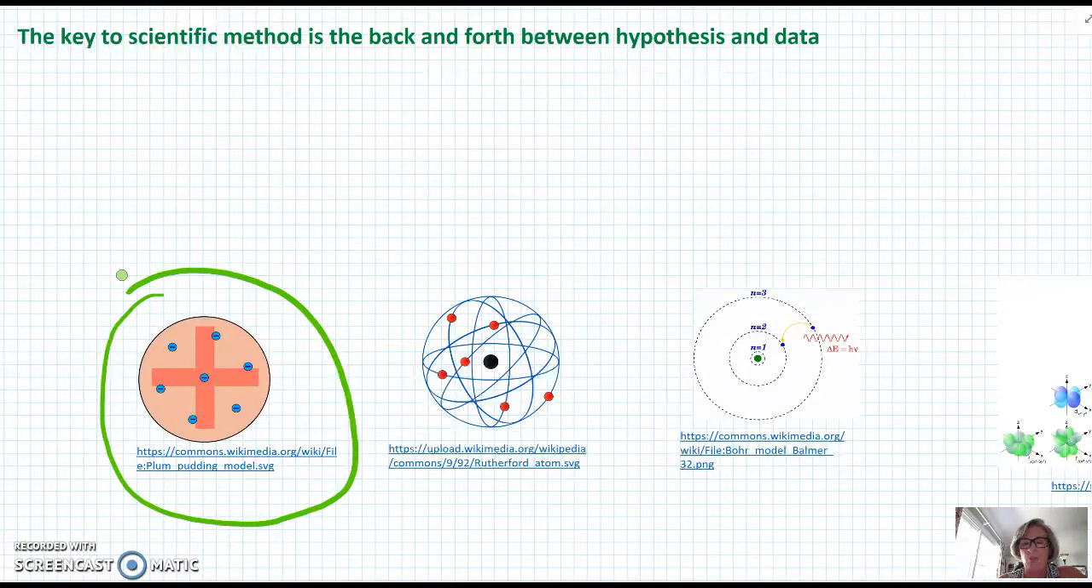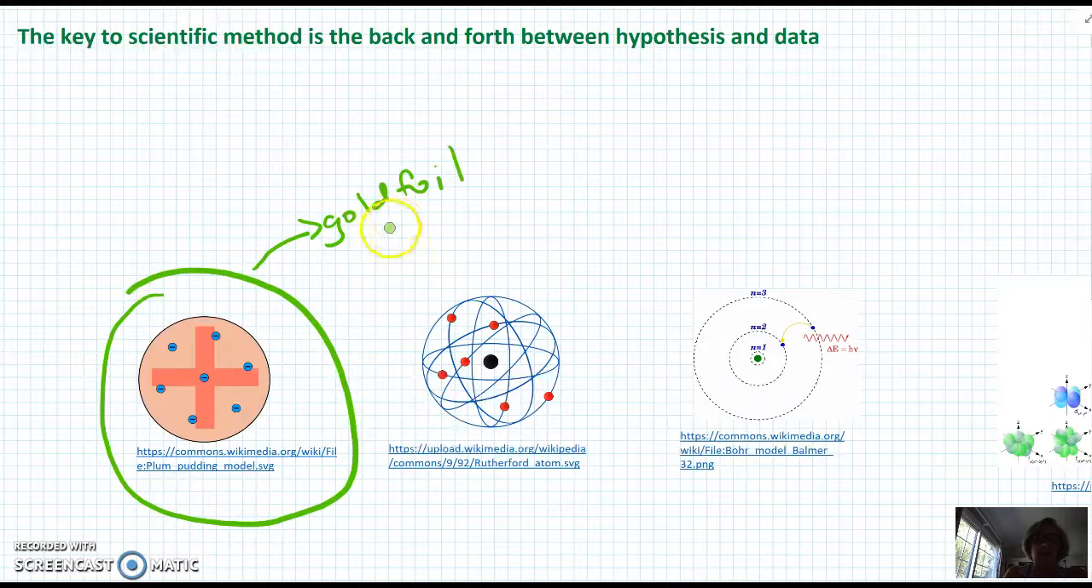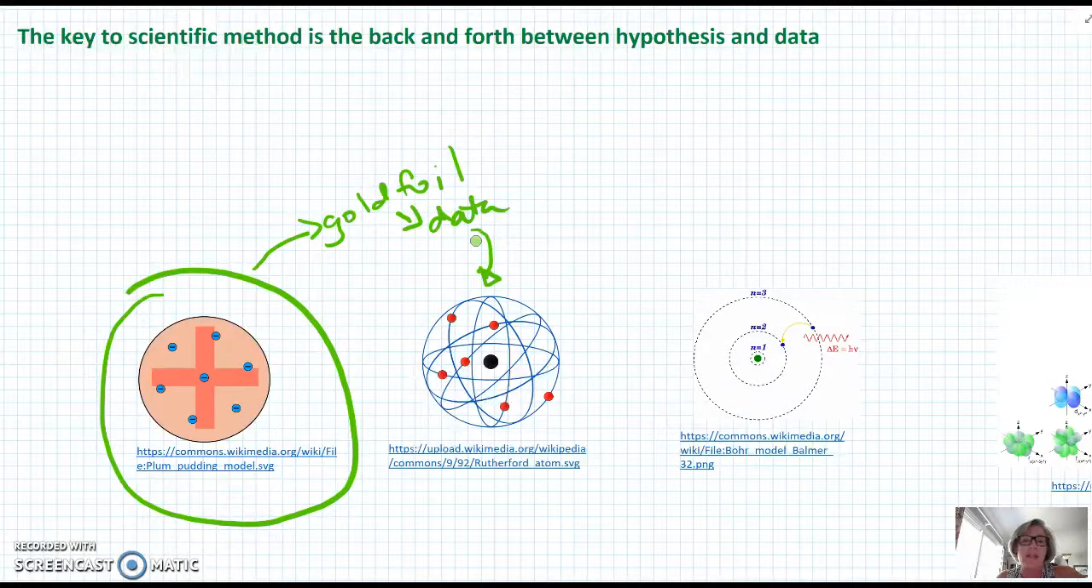But then along came Rutherford, who did his famous gold foil experiment. And that gold foil experiment gave him new data. And that data showed that there was something in the center of the atom with a lot of mass, which we now know, of course, to be the nucleus, where we have our protons and our neutrons. That new data led to the new model, the nuclear model of the atom. So the new data gave us a new hypothesis. In this case, the model is the hypothesis for this experiment.